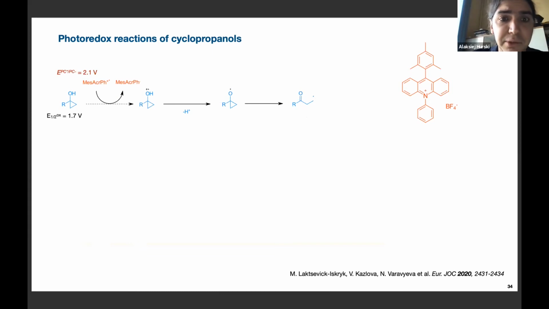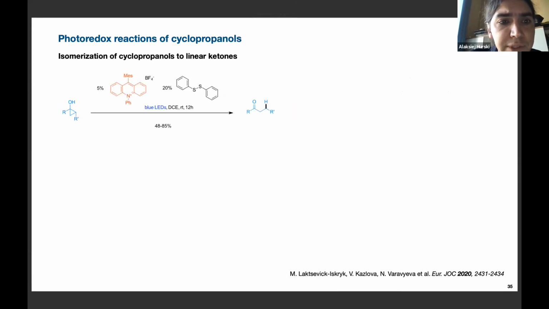And while we were thinking about how to solve the problem, we tried to apply the reaction between photoexcited acridinium catalyst and cyclopropanols. What we found is that the catalytic system consisting of the acridinium catalyst and diphenyl disulfide can catalyze the ring-opening isomerization of cyclopropanols to linear ketones. Linear ketones are demanded products because the keto group can be found in diverse bioactive compounds, and moreover, the keto group is an intermediate in diverse syntheses.